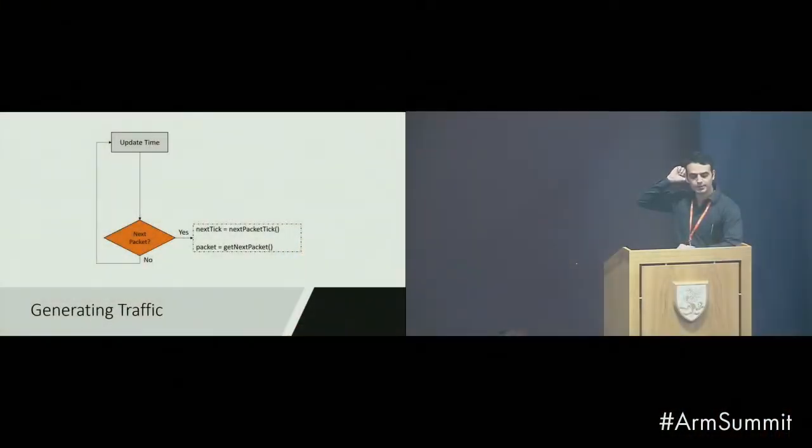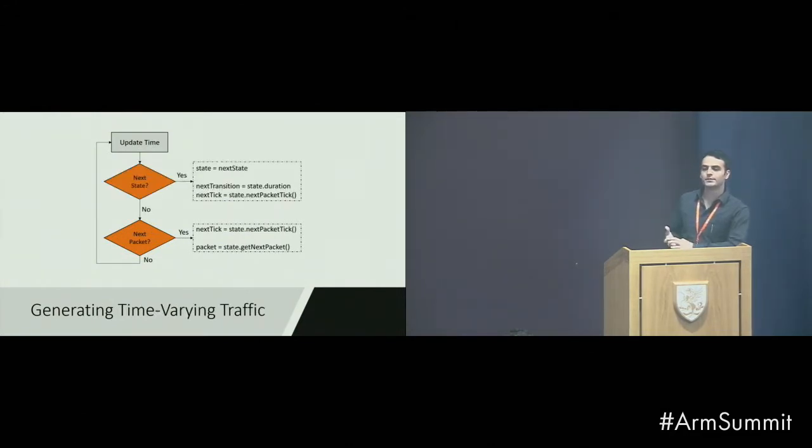So this is a very crude look at how gem5 works at the moment in its traffic generator. As time gets updated, we check, should we be injecting a packet? When the answer is yes, we find out when the next time we should inject the packet is, and then we inject the packet. So the next packet tick function would use something like the average delta time that we saw on the previous slide, and then the get next packet would use things like the read percentage, the average data size, et cetera, to generate a packet to inject into the network.